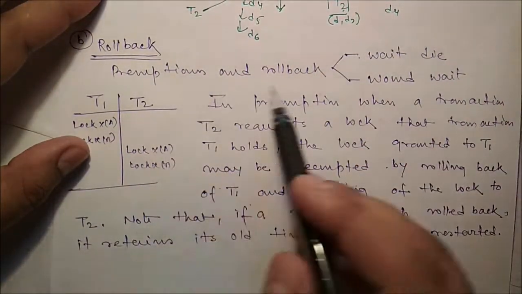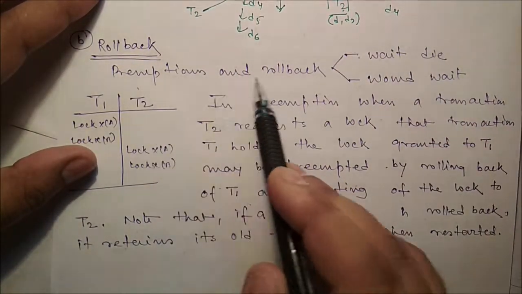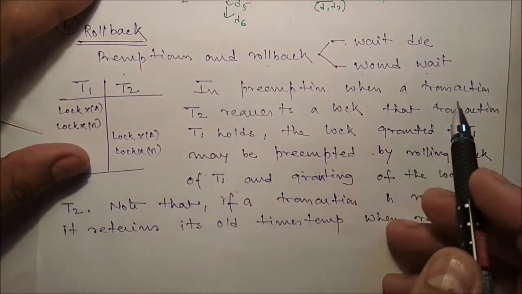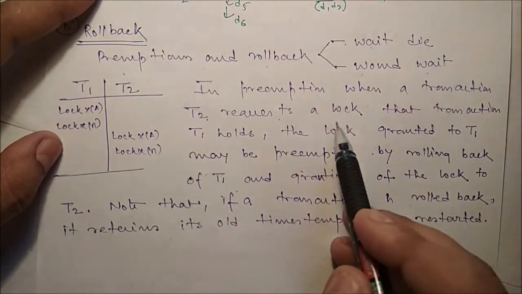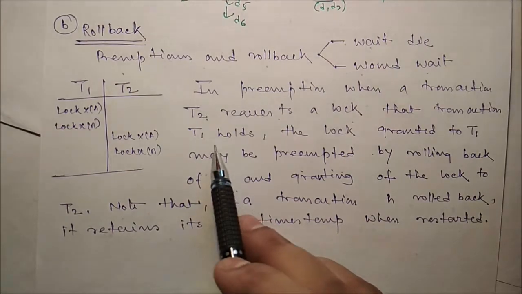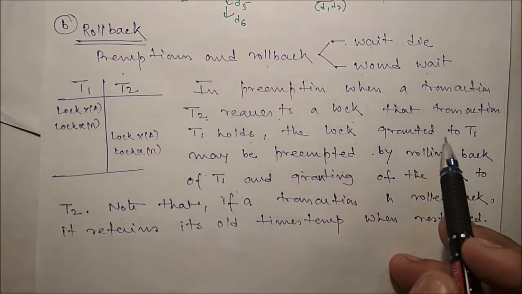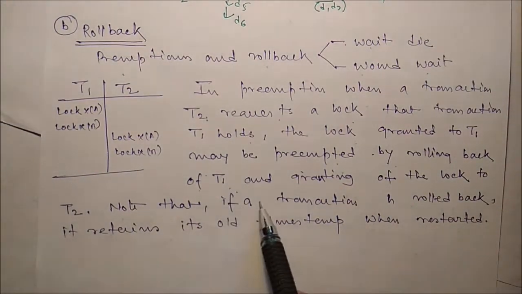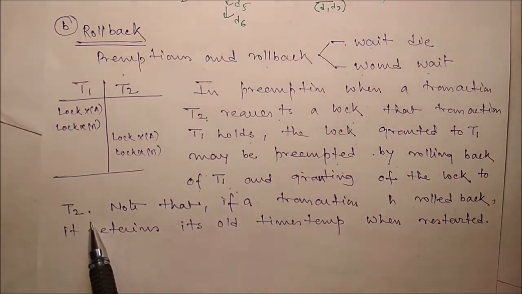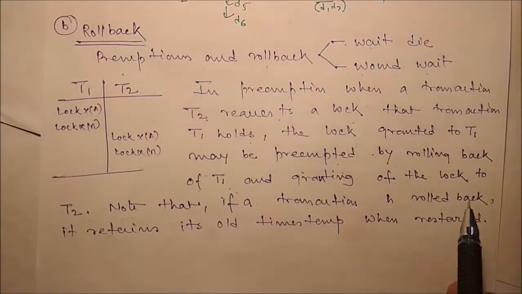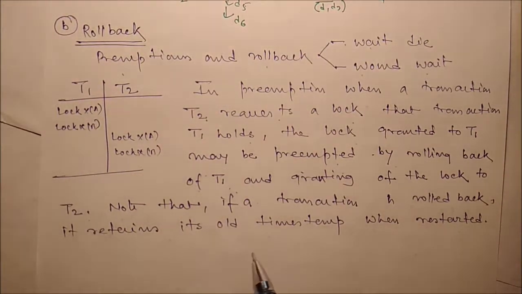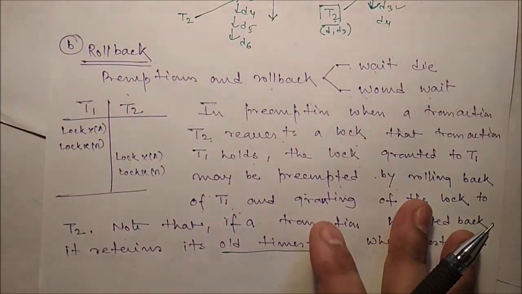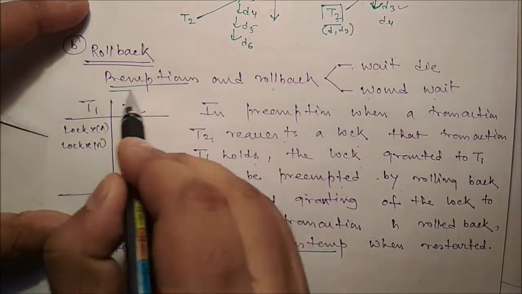Now, rollback is of two types: preemption and rollback, with two schemes, wait-die and wound-wait. In preemption, when a transaction T2 requests a lock that transaction T1 holds, the lock granted to T1 may be preempted by rolling back T1 and granting the lock to T2. Note that if a transaction is rolled back, it retains its old timestamp when restarted.